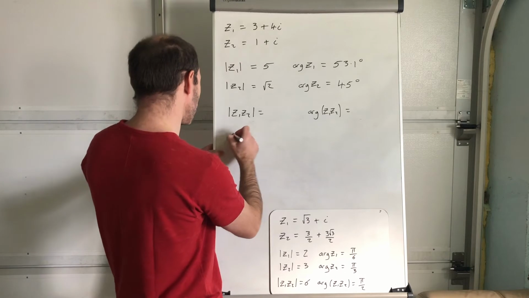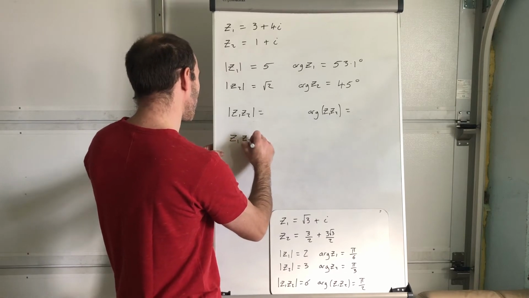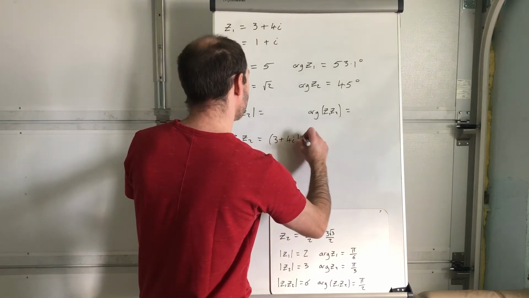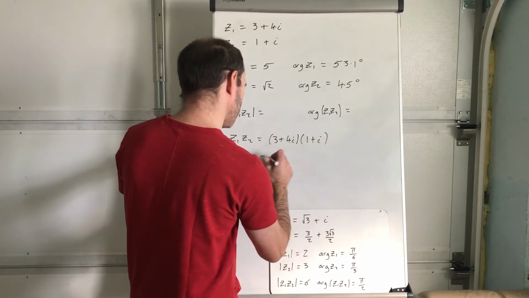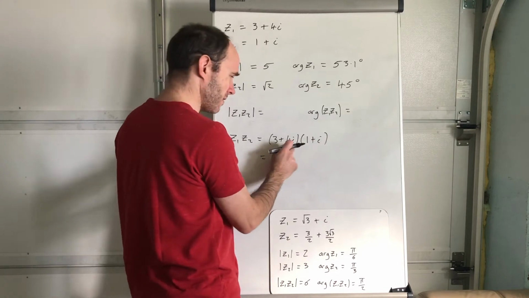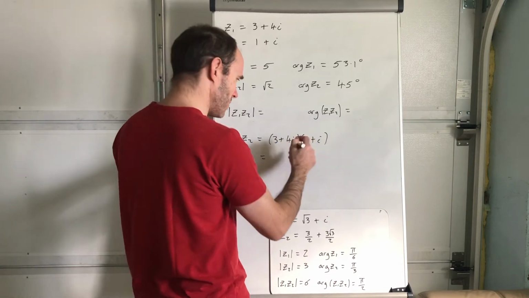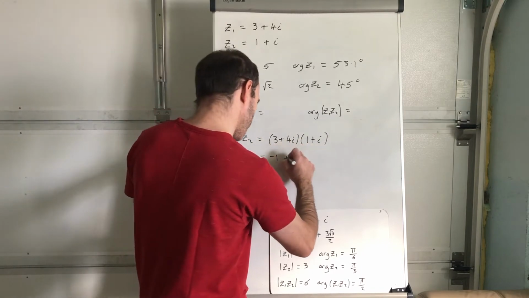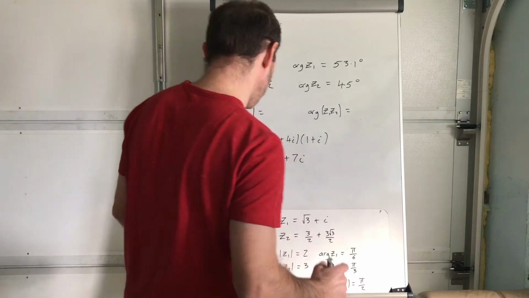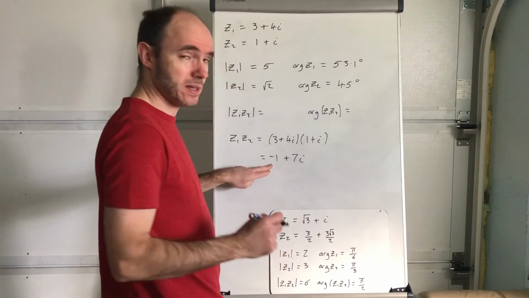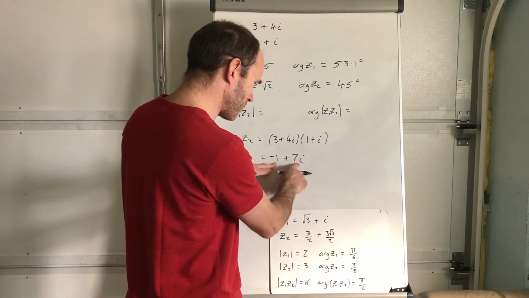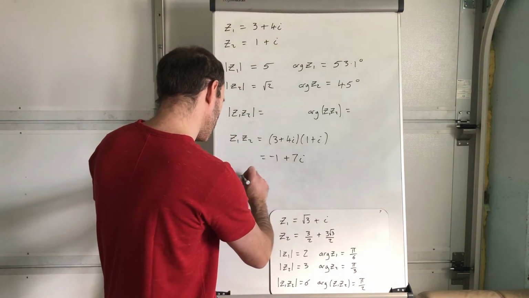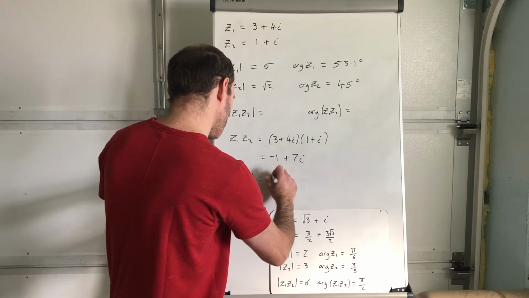So let's have a look. So Z1 Z2. Let's just multiply these together. So 3 plus 4i and 1 plus i. So 3 times 1, 3. 4i times i is negative 4, so 3 subtract 4 is negative 1. And then 4i plus 3i is 7i. From that, we want to work out what the modulus is. So 1 plus 49 is 50. So you've got root 50. The mod of Z1 Z2 is root 50.